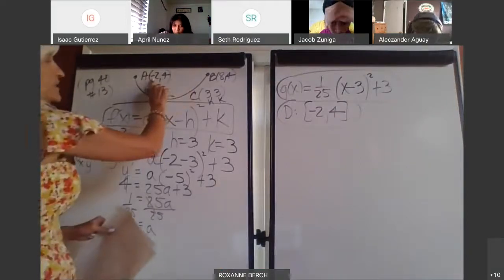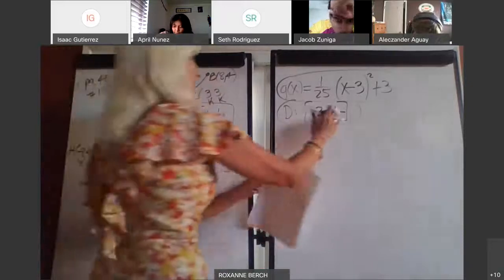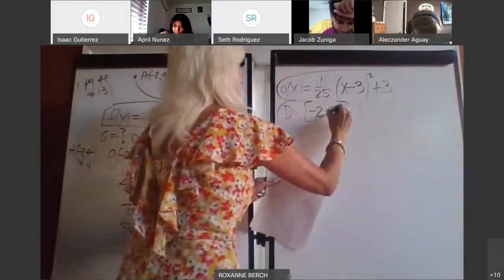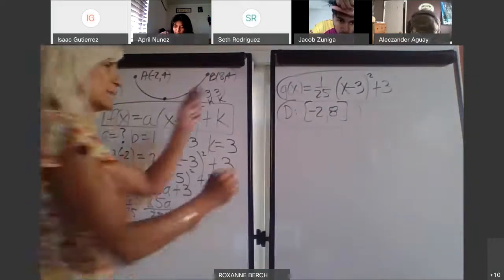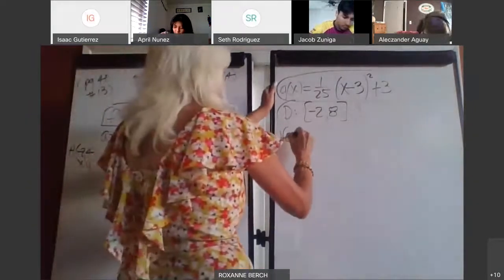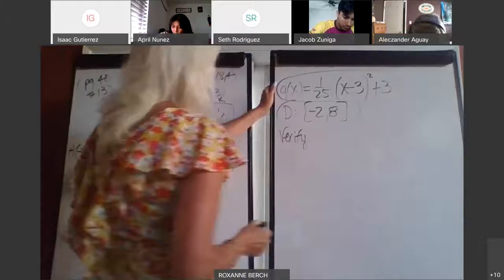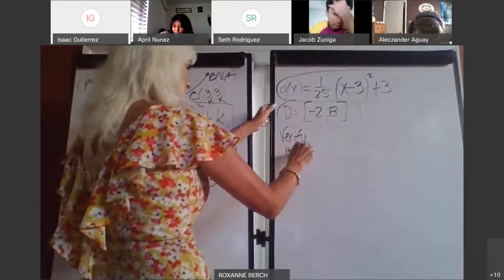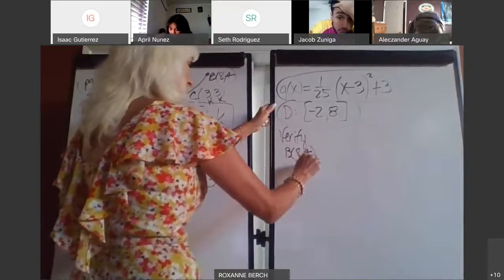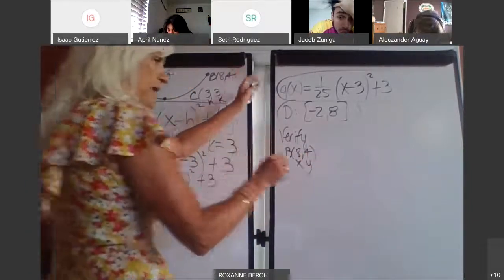Eight. -2 and 8. And now we're going to justify or verify or prove. I'm writing different words here on purpose. So we're going to use the other point, which is 8, 4, and prove that this is right.